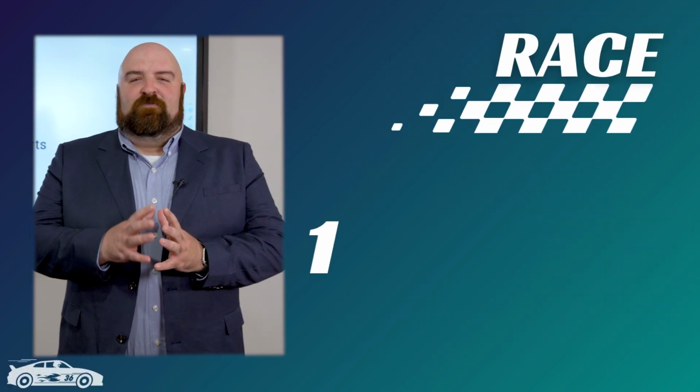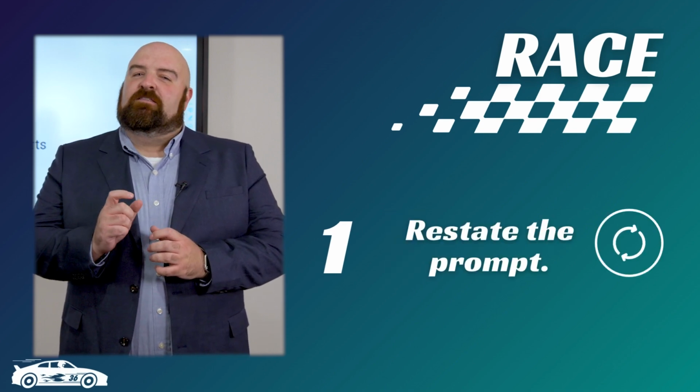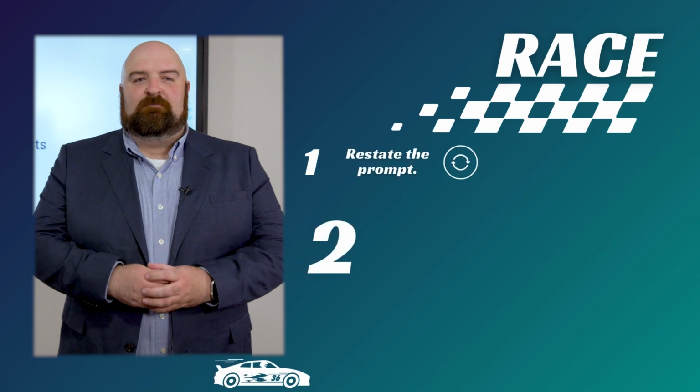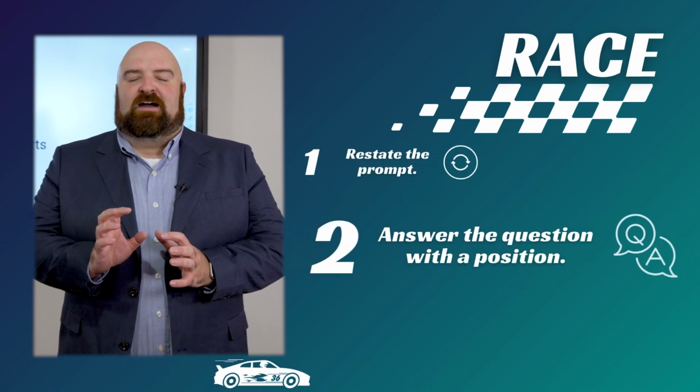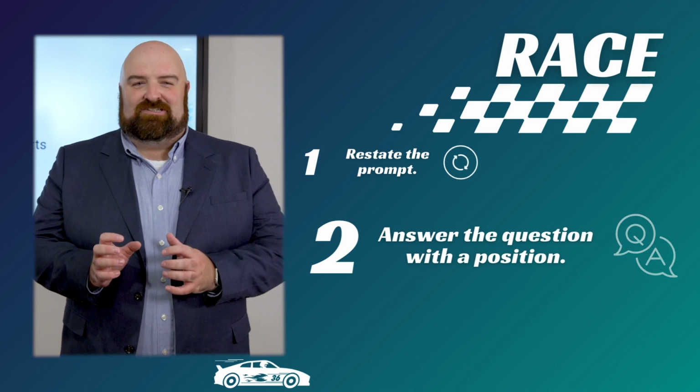Let's take a look at the elements of our RACE scaffold. The first step in RACE is restating the prompt. This allows students to set the focus for their response. Next, students provide their answer. Here, we want students clearly stating their position.